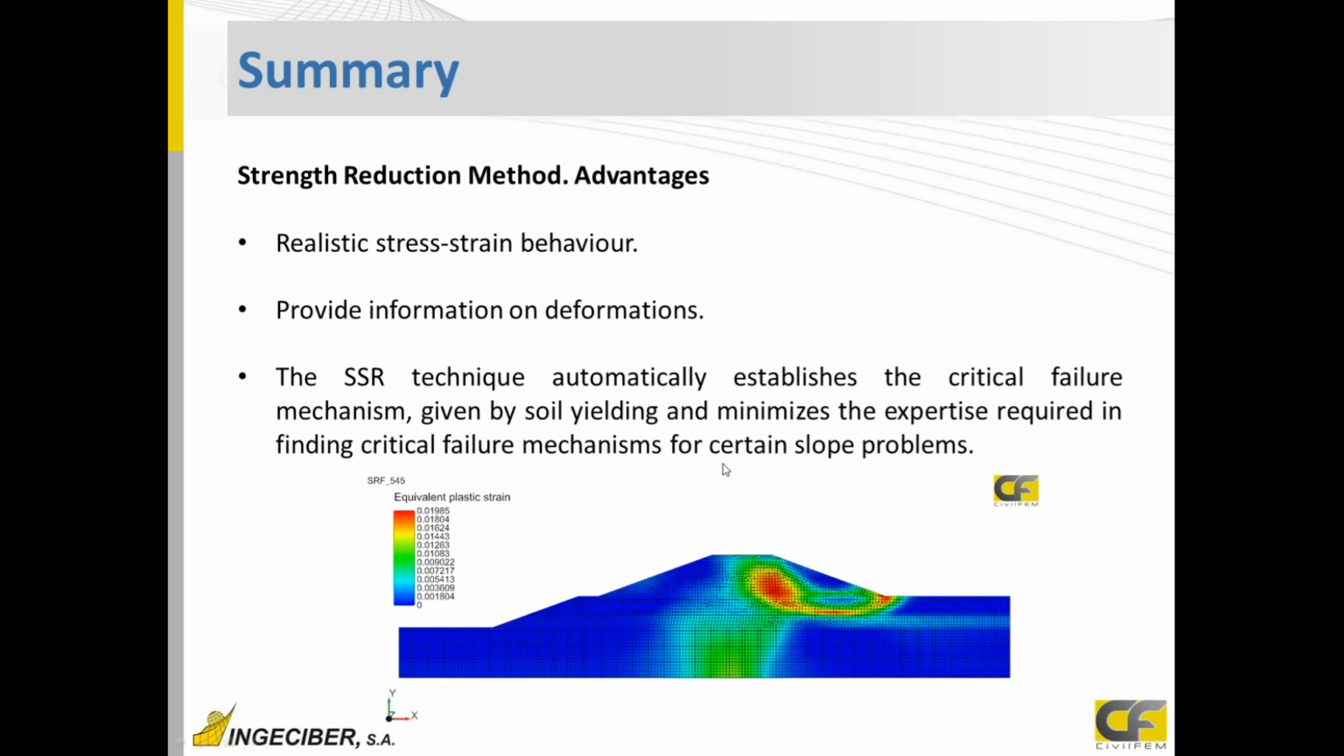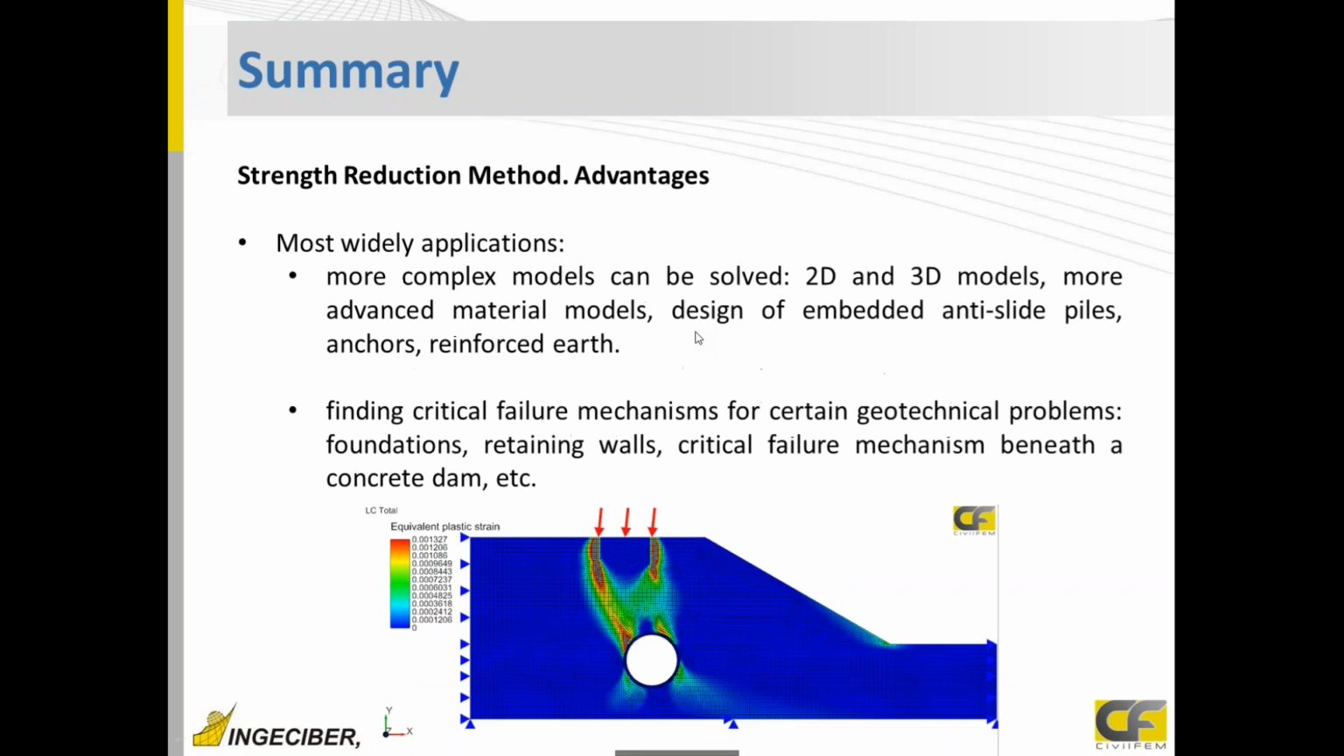So we don't need to define any failure mechanisms. This method automatically gives us the failure mechanisms, and also it allows us to generate much more complex models to take into account, like this model, the whole gallery here. Also, we can redesign this gallery to calculate reinforcement amounts to get different failures.